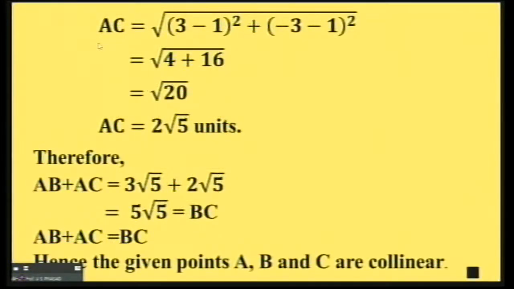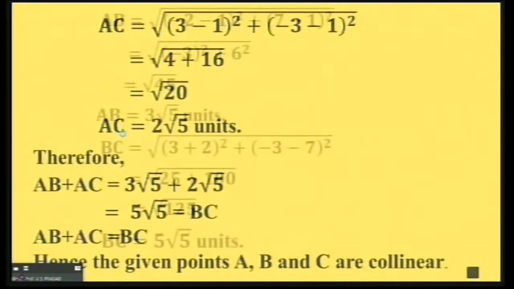Then the last length is AC. Again by using the coordinates of A and C, we can write it as square root of (3 minus 1) whole square plus (minus 3 minus 1) whole square. So 3 minus 1 is 2, 2 square is 4, and minus 3 minus 1 becomes minus 4, and minus 4 whole square is 16. Therefore 4 plus 16 is 20, root 20. Root 20 can be written as 4 into 5, and that 4 comes out of the root as 2. Therefore AC is 2 root 5 units.